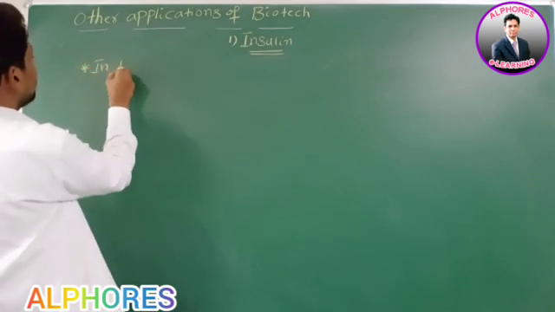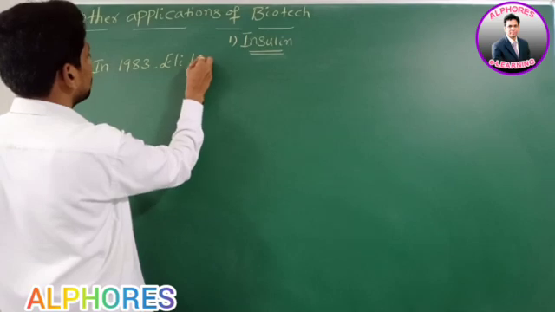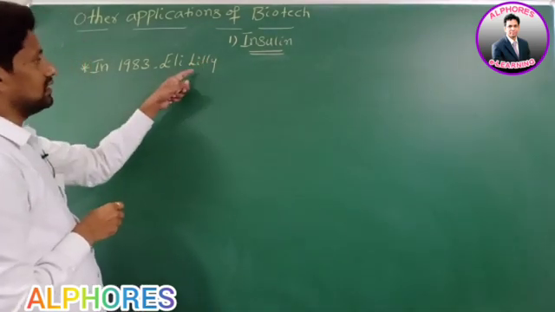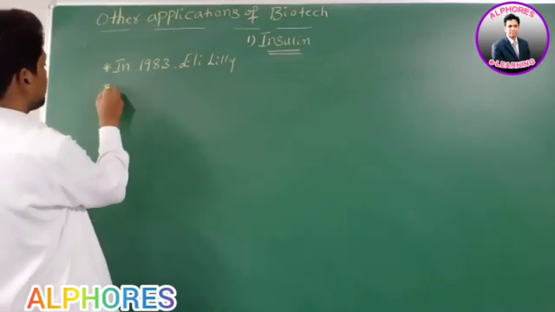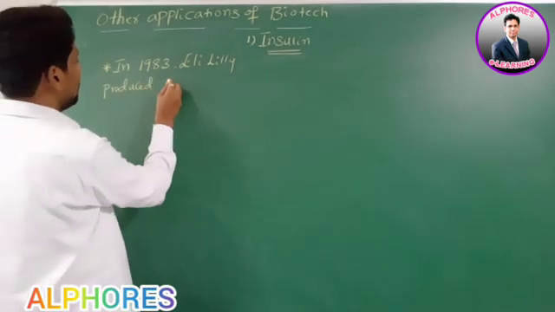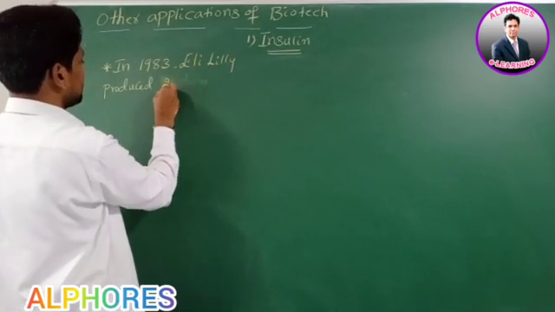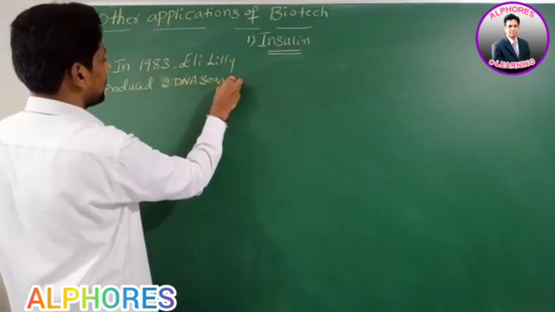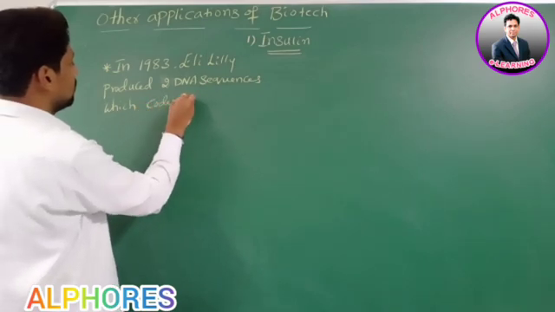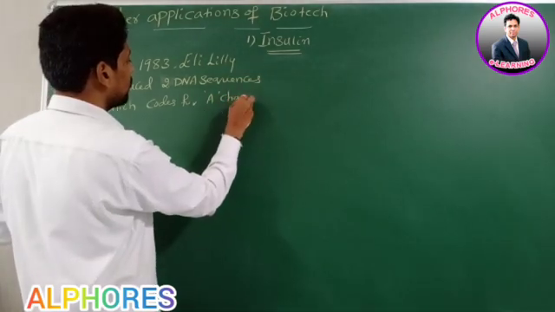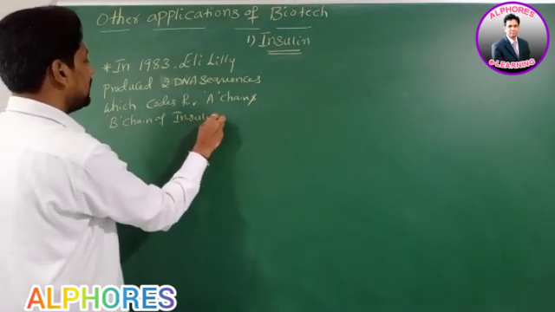In 1983, an American company by name Eli Lilly synthesized or produced two DNA sequences, which code for A chain and B chain of insulin.